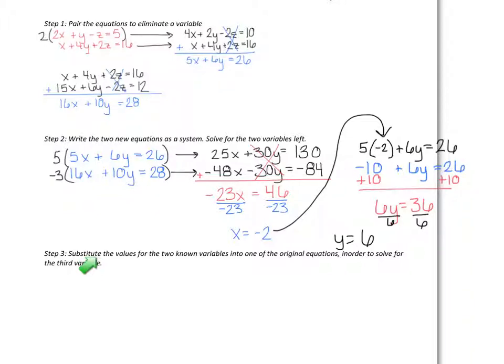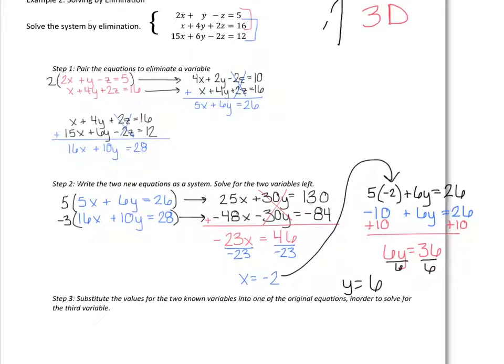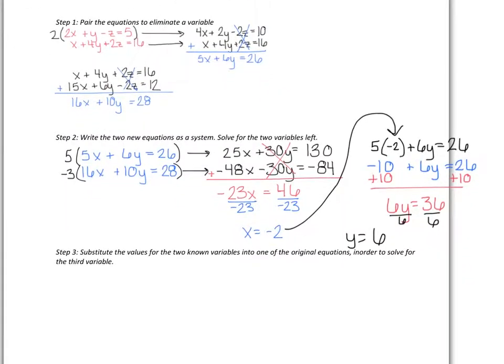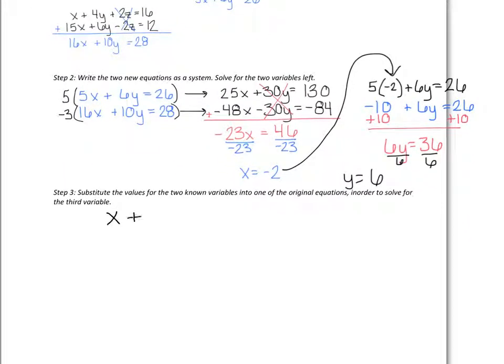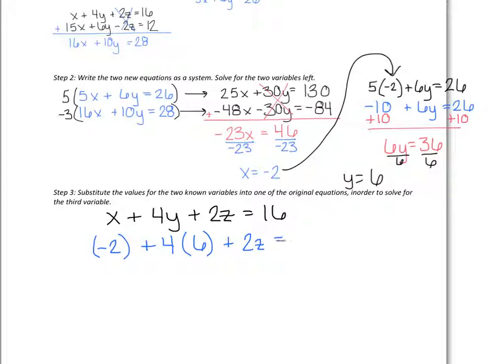So look down here. It says exactly what to do. Substitute the values for the two known variables, so that's x and y, into one of the original equations in order to solve for the third variable, which is z. So which original equation do you want to plug into? I heard somebody say x plus 4y plus 2z. Let's go for it. X plus 4y plus 2z equals, what was it, 16? So I'm going to plug my negative 2 in for x, plus 4 times 6 for y, plus 2z equals 16.